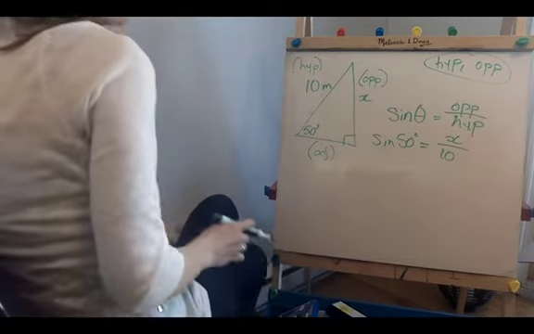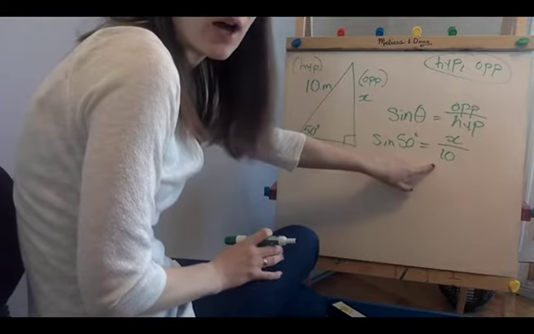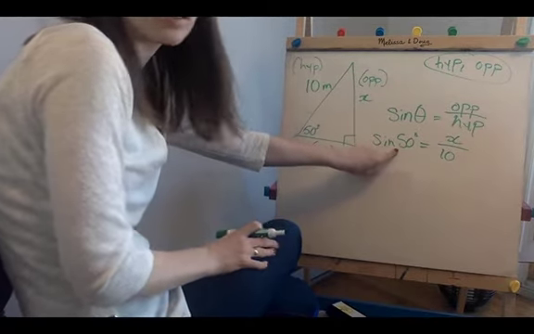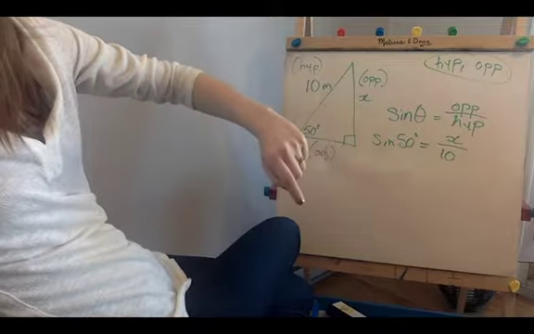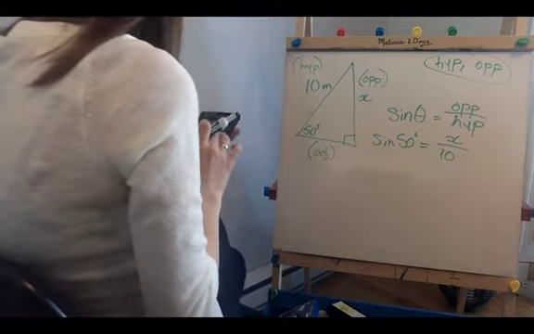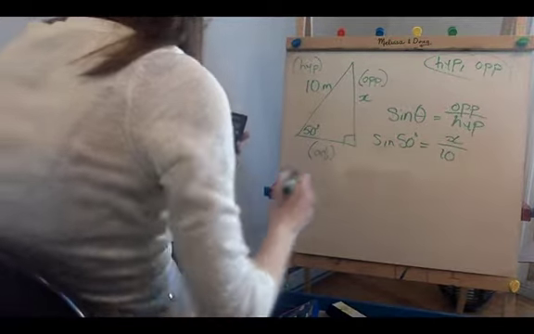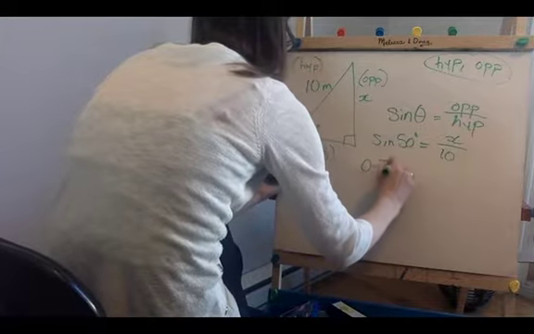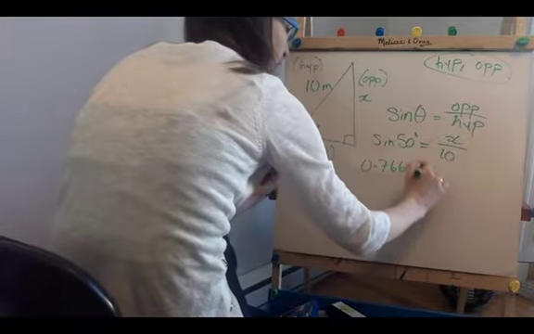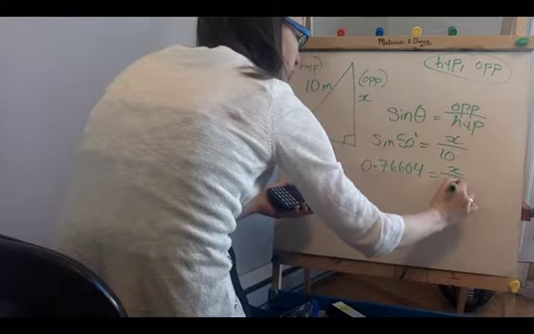Now we have a variable divided by 10 is equal to a constant. You can grab your calculator and type in sine of 50, making sure you're in degree mode, and get a value of 0.76604 is equal to x over 10.